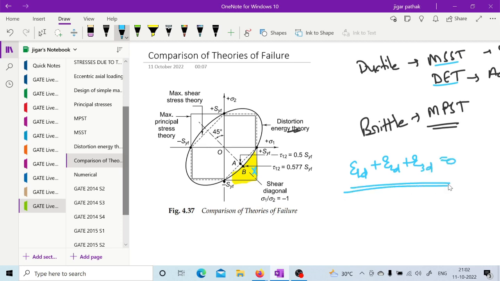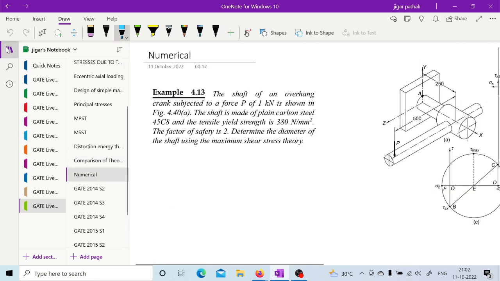Because it is not going to make any volumetric change. That is why E1D, E2D, E3D is equal to 0. There is no volumetric change because of this distortion, stress and strain. Volume constancy is there. So now let us go for the next one.